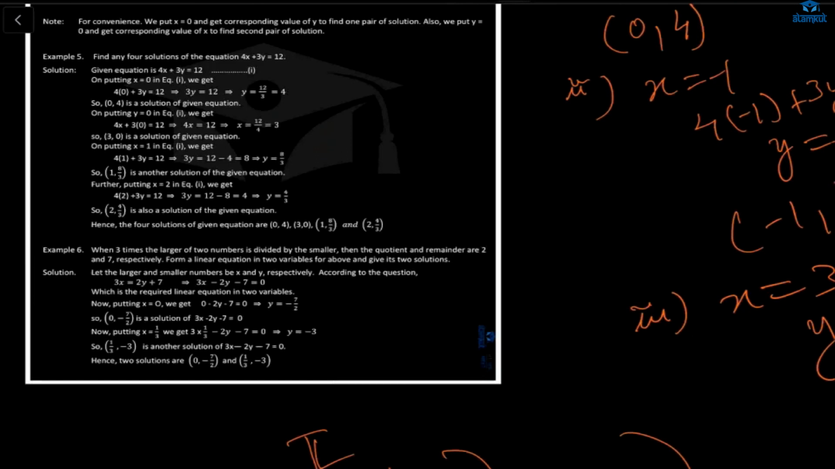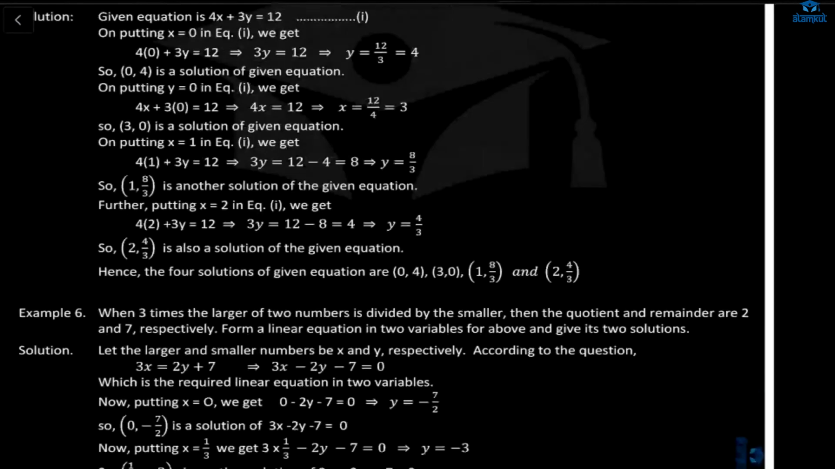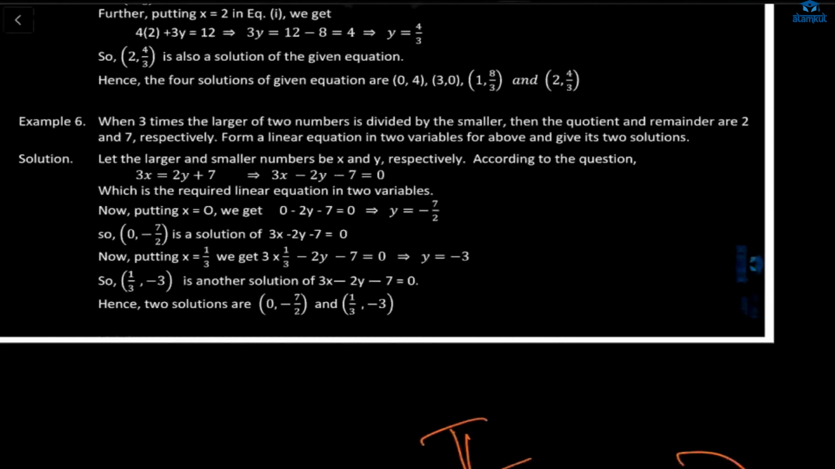Now, similarly, there is question 6 also. When 3 times the larger of two numbers is divided by the smaller, then the quotient and remainder are 2 and 7 respectively. First you have to form the equation, and then you are going to find the points from there. Form a linear equation in two variables for the above and give its 2 solutions.